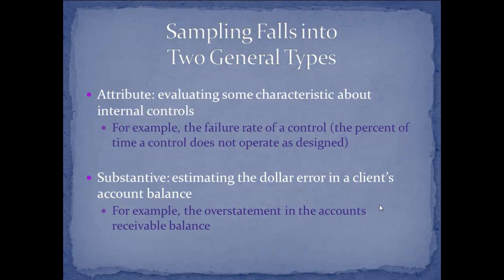Substantive testing is used to estimate the dollar error in a client's account balance. So this is quite different than attribute sampling. In substantive testing, we're actually trying to get at the dollar amounts in the financial statements. We test balances by doing things like sending accounts receivable confirmations. Customers of our audit client reply back, and we enter the data from that sample into a computer program normally and determine whether there's a projection that the population, or the account balance in this case, is fairly stated or is not fairly stated.